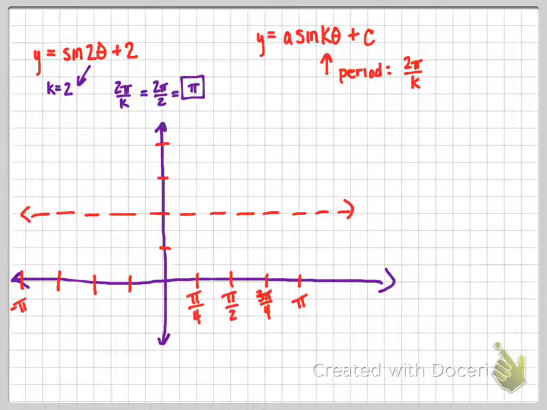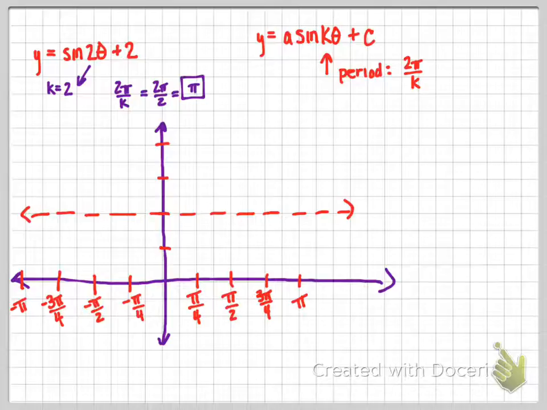Okay, so I'm going to label the negative period in the same way that I labeled the positive period. I have negative pi for my total distance. Halfway is negative pi over 2. Halfway for that is negative pi over 4, and then 3/4 of the way is negative 3 pi over 4. Okay, so notice that order that I labeled those in. It's helpful. Okay, now that we have the period labeled, we have the vertical shift labeled, we're ready to graph.